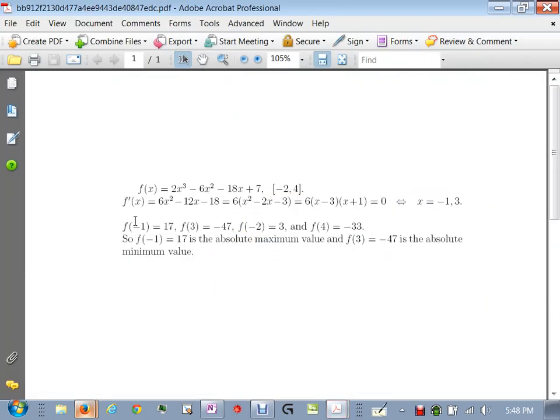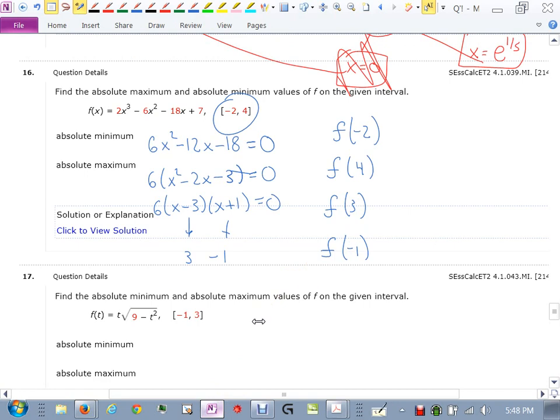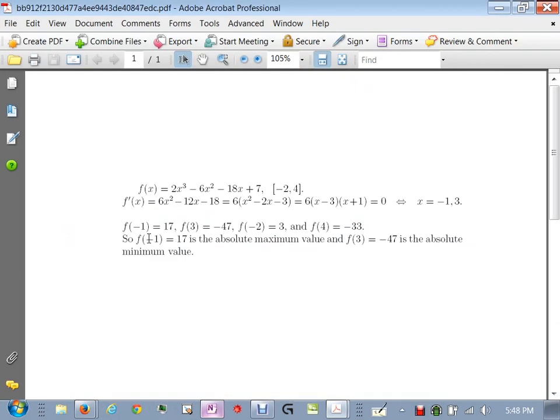Let's see. So here they plugged in negative 1. Right, we had negative 1 right there. They plugged in negative 1, they got 17. They plugged in 3, got negative 47. Plugged in negative 2, got 3. Plugged in 4, got negative 33. The smallest number we get is negative 47. That happens at 3. And then the biggest number we get is 17. That happens at negative 1.